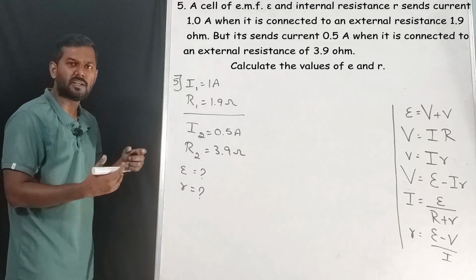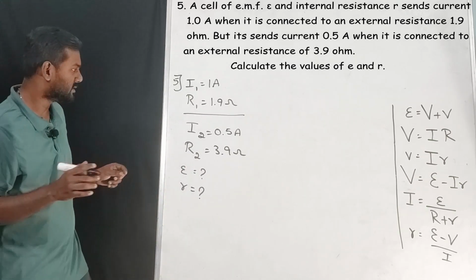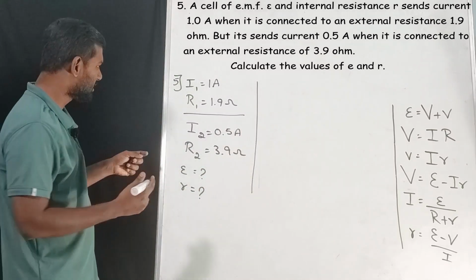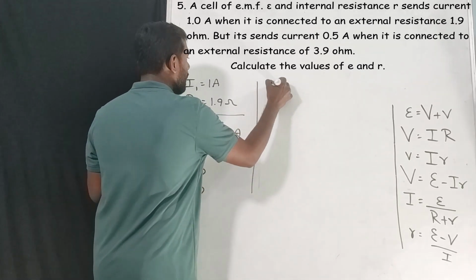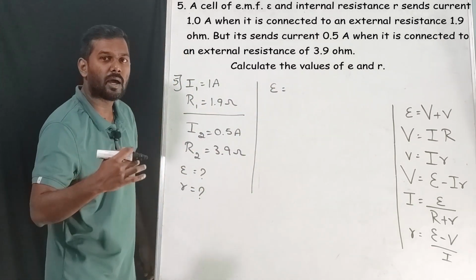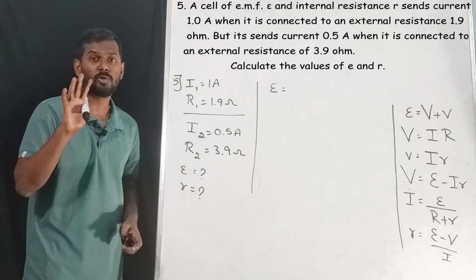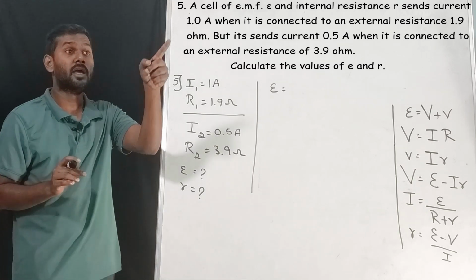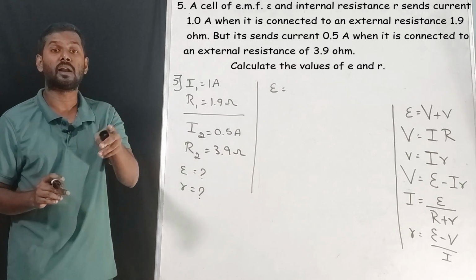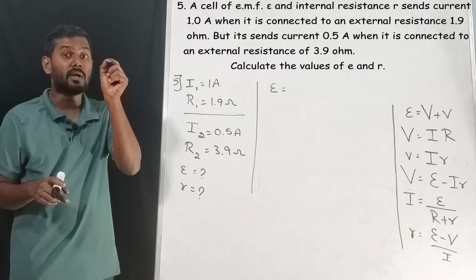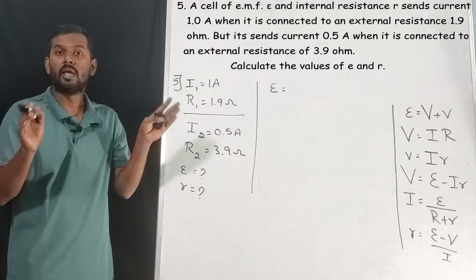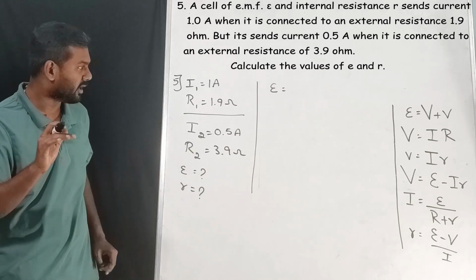First we will write the given data, then we will get the answer. What do you mean by E? E is nothing but the voltage, correct? Voltage is equal to current into resistance. They are talking about two different resistances in this question, correct? Initially they told us a cell of EMF E and internal resistance r. So in this question we have to include the internal resistance also. If they have not mentioned anything about internal resistance, you should not include it. They have mentioned it, so we have to include it.